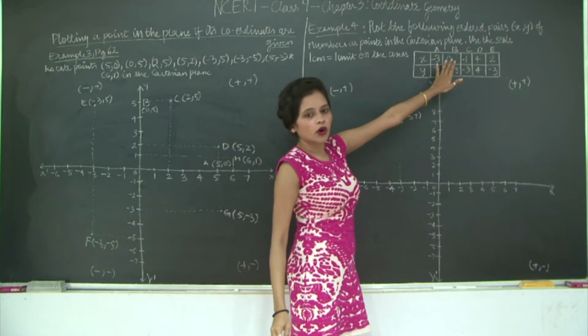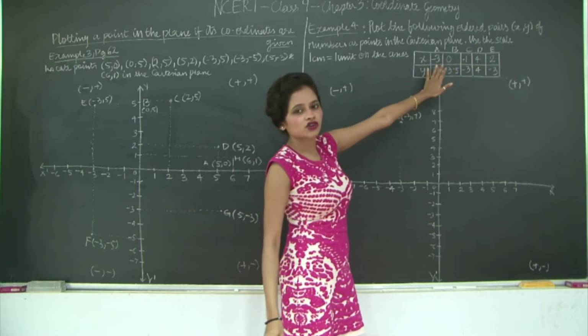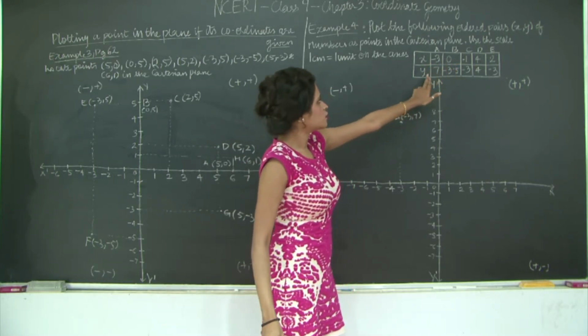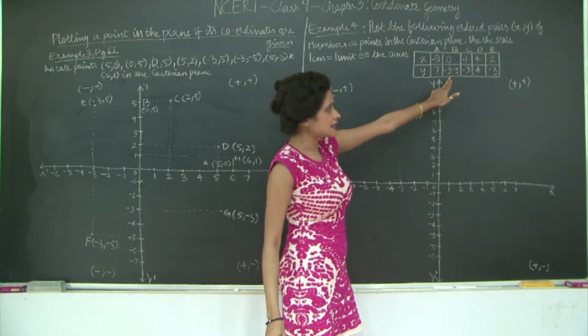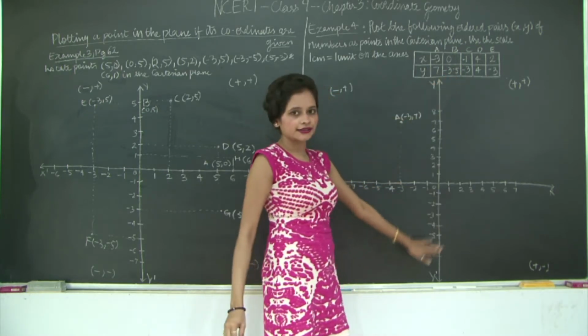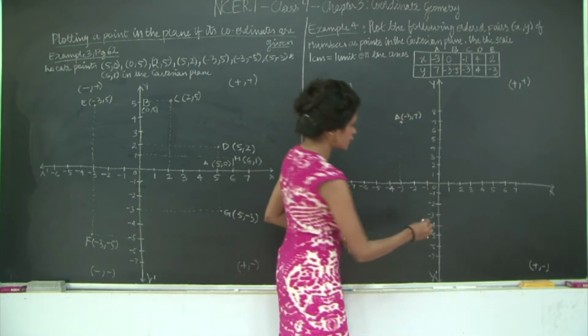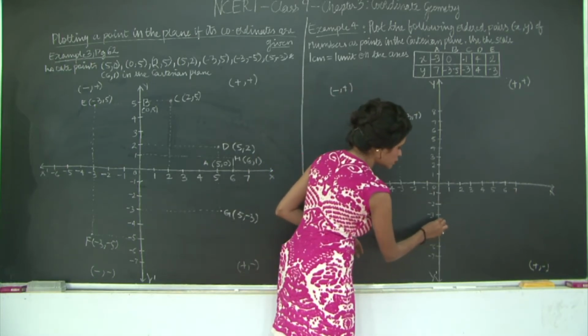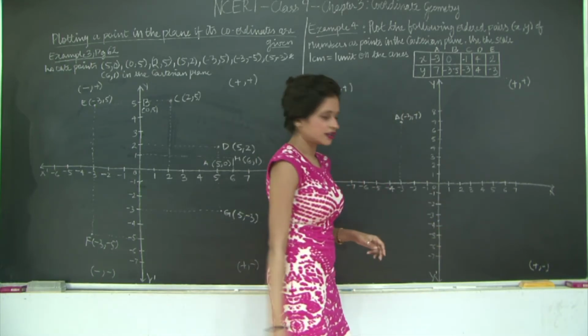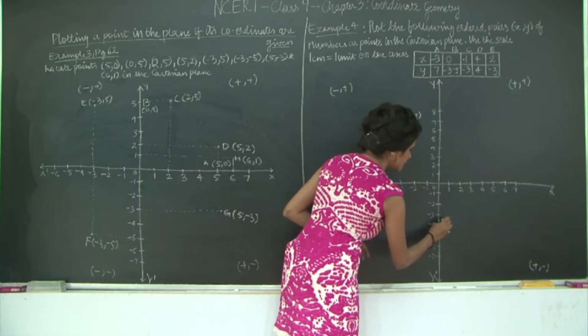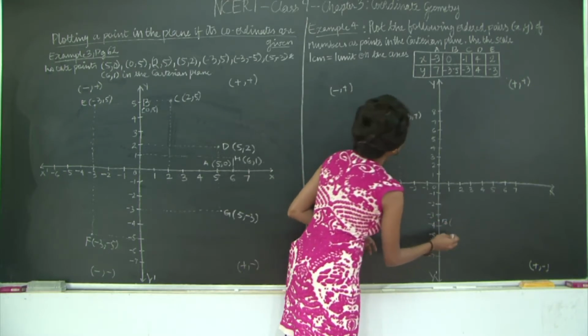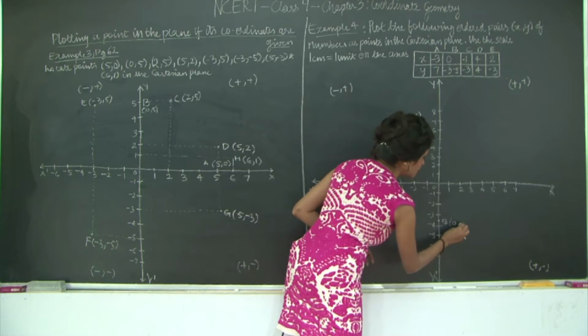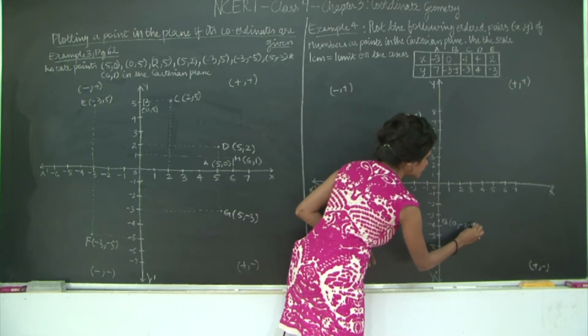For B the x coordinate is 0, therefore the point lies on the y axis. So on y axis I have to take -3.5, minus is here on this side of the y axis. So this is going to be -3.5 is going to lie in the center of 3 and 4. So this is your point B, 0, -3.5.